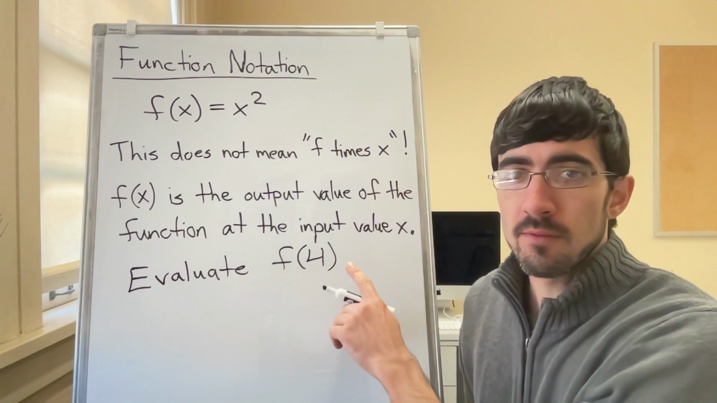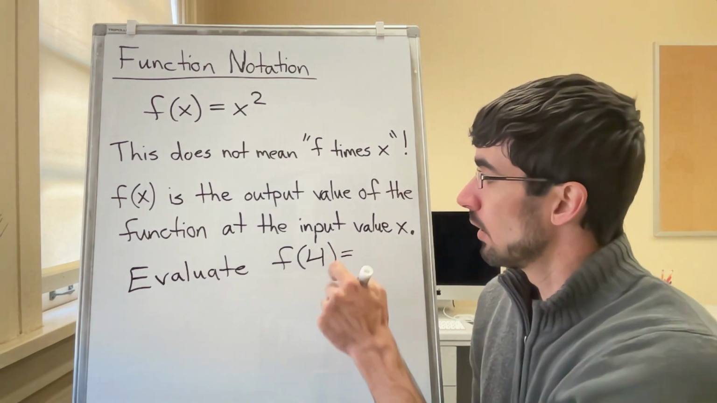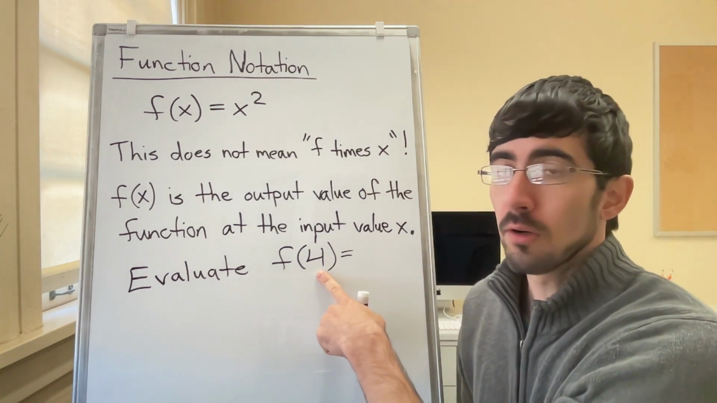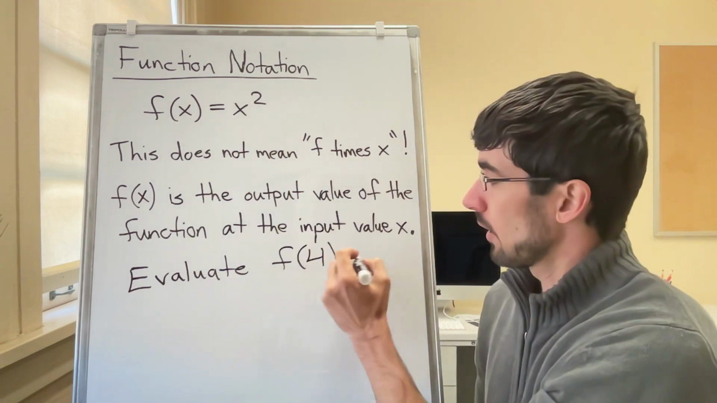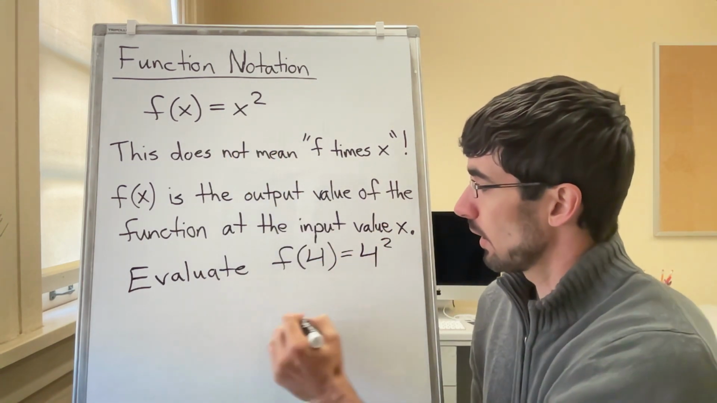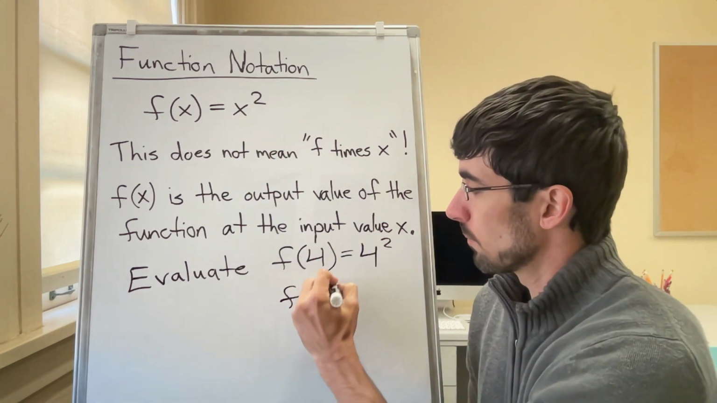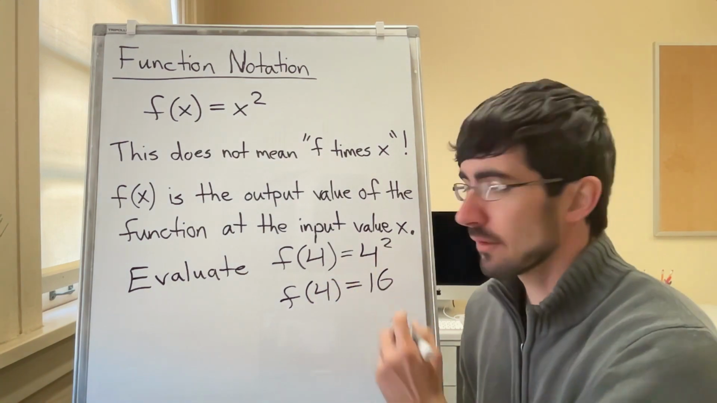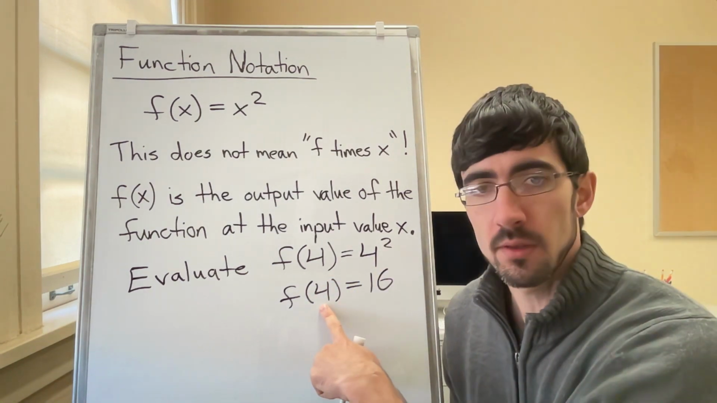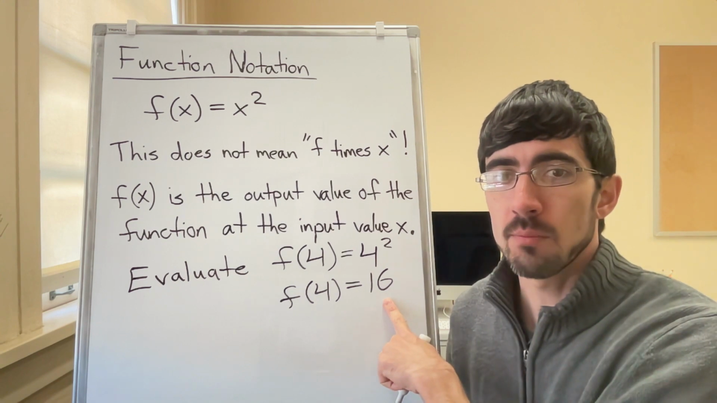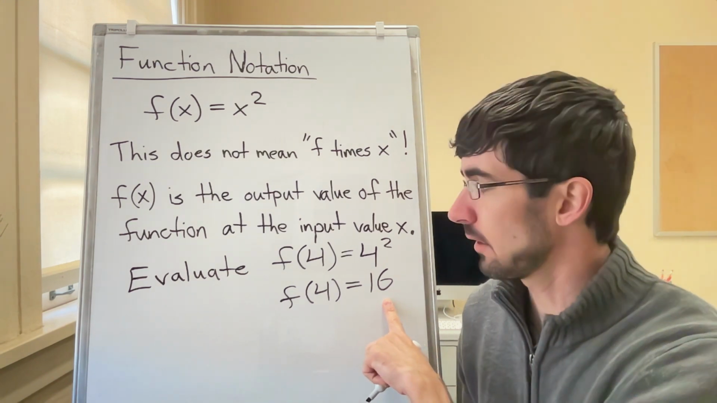So how do we do this? Evaluate f of 4? Well, we substitute. 4 is the input value, the x value. F of 4 equals 4 squared. So f of 4 is 16. This is saying when I input the value 4, I get an output value of 16.